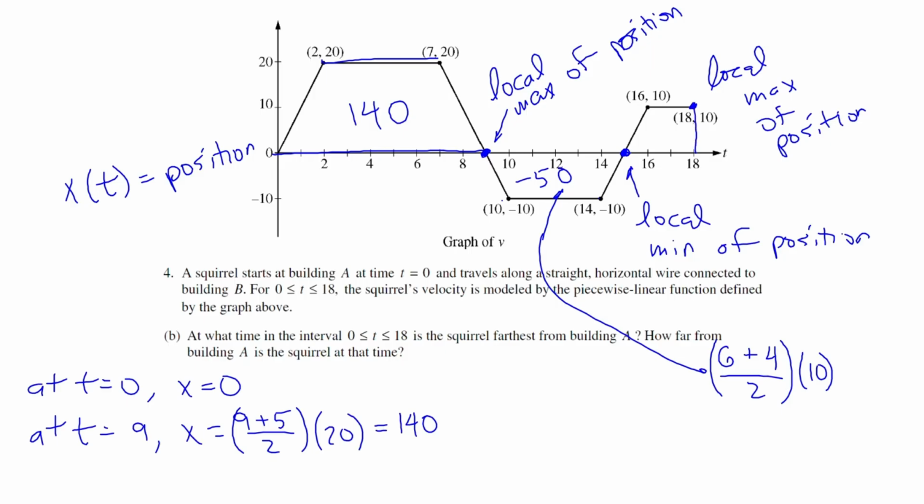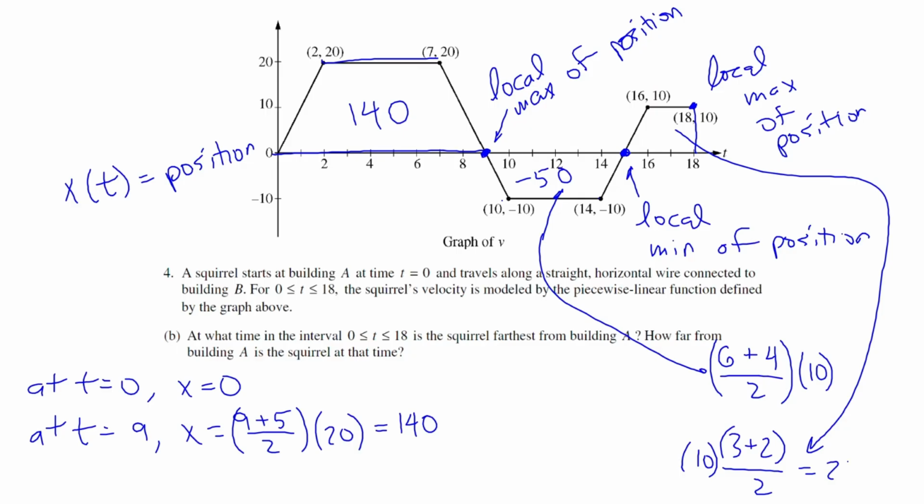And then at the end here, we've got another trapezoid. This one has a base from 15 to 18, that's 3, and then a base from 16 to 18, that's 2. You divide that by 2 and multiply by the height of 10. We get 5 times 10 is 50, divided by 2 is 25. So this one is 25.